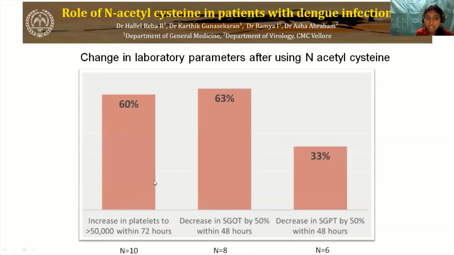Among the patients who received it for thrombocytopenia, there was an increase in platelets to more than 50,000 within 72 hours in 60% of the patients. 63% of the patients had a decrease in SGOT by 50% within 48 hours, and 33% of the patients had a decrease in SGPT by 50% within 48 hours.